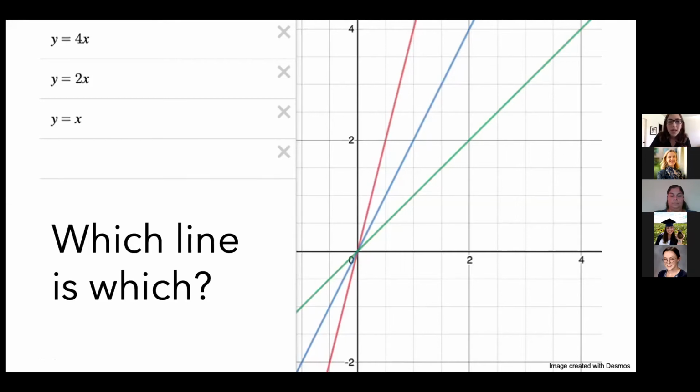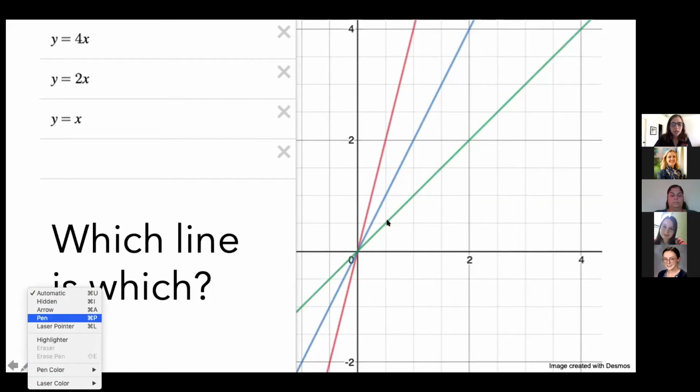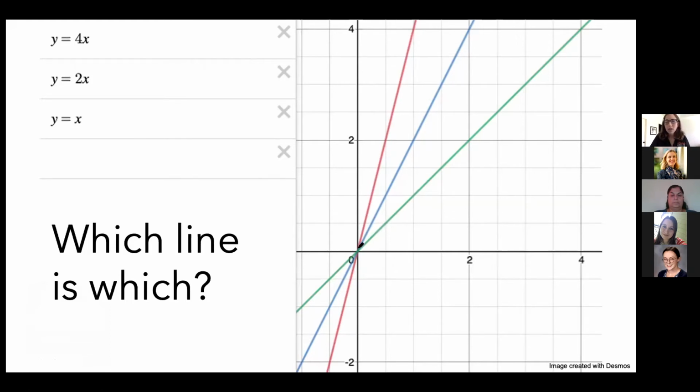Oh, Elise Prevel. I'm sorry if I mispronounced your name. Can you please unmute your microphone and tell us which line is y equals x? Yeah, so I chose the green line as y equals x. Yes, that's correct. Basically what I'm doing is I'm looking at the steepness of the line. Okay. So it is the less steep line of the options that we were given. Excellent. It is the least steep of the options.